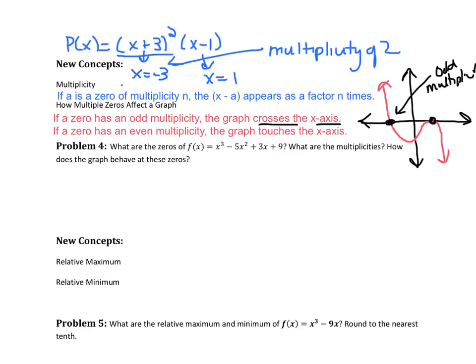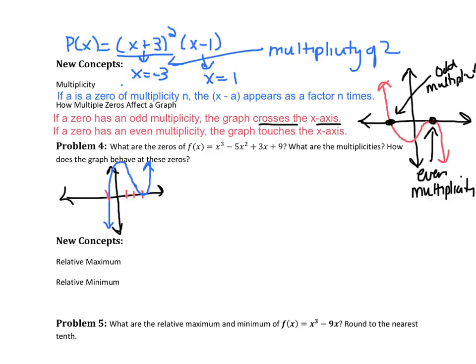That means I could be counting that 0 1 times, 3 times, 5 times, etc. When it touches the x-axis, and as an example here, it's just touching, this would have an even multiplicity. So maybe that 0 is counted 2 times, 4 times, etc. But at least you know for sure it's even.